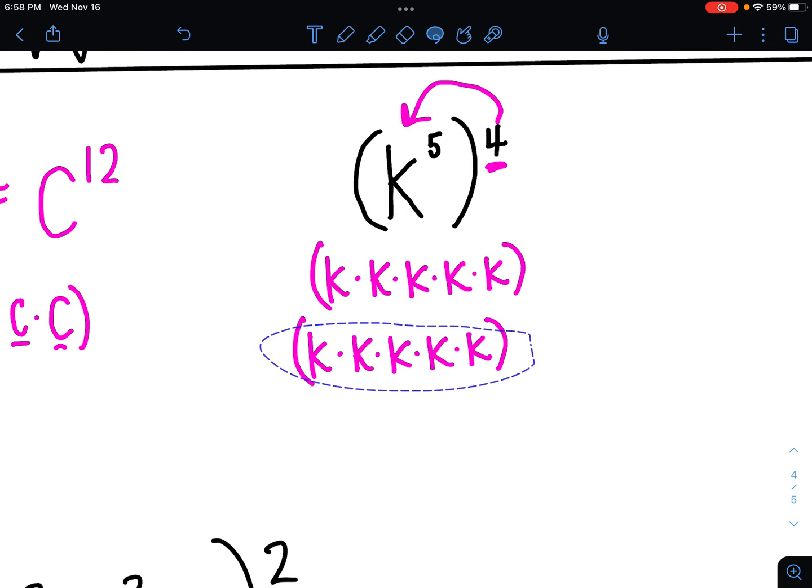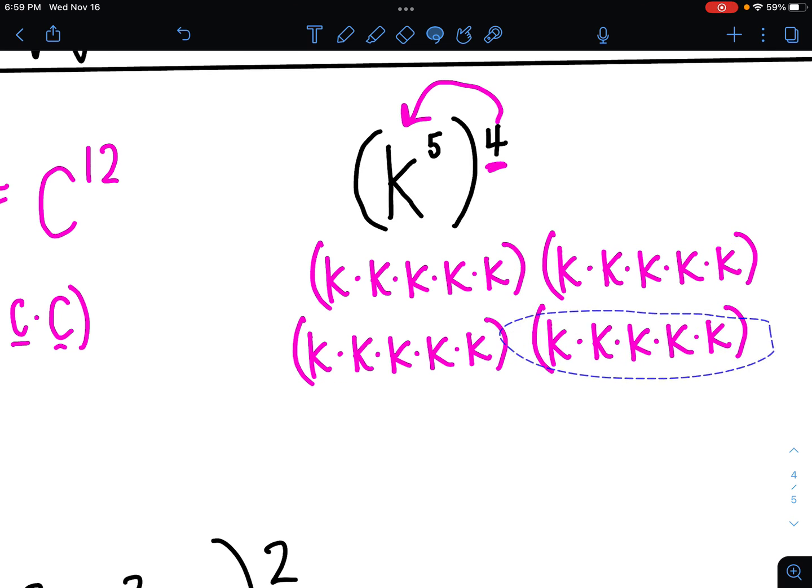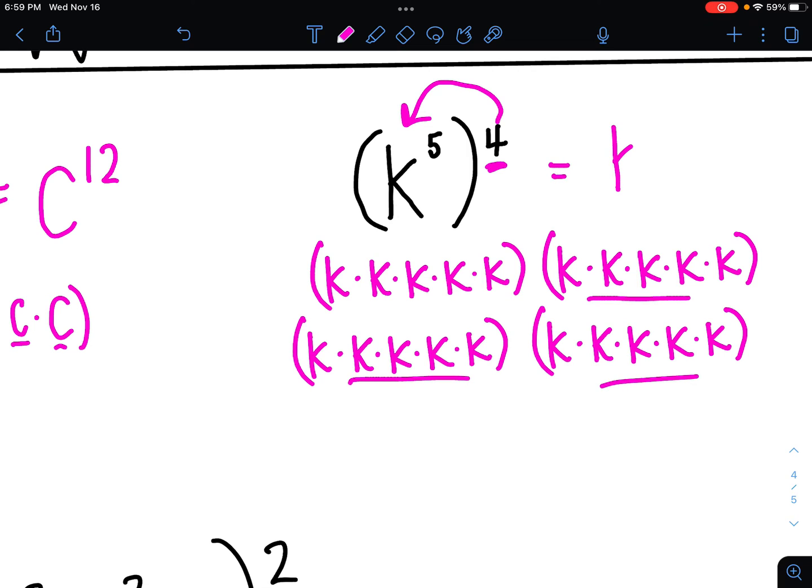So there's 2, 3, 4. So all together, if I count those up, I have a group of 5, 10, 15, 20, k to the power of 20.